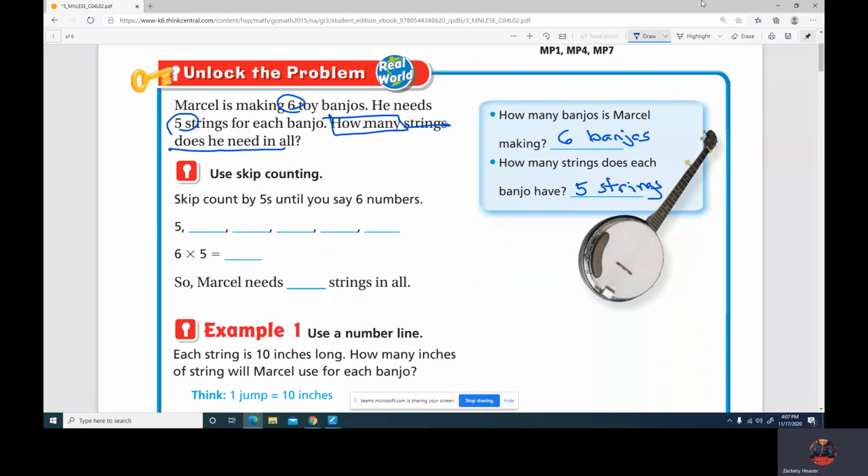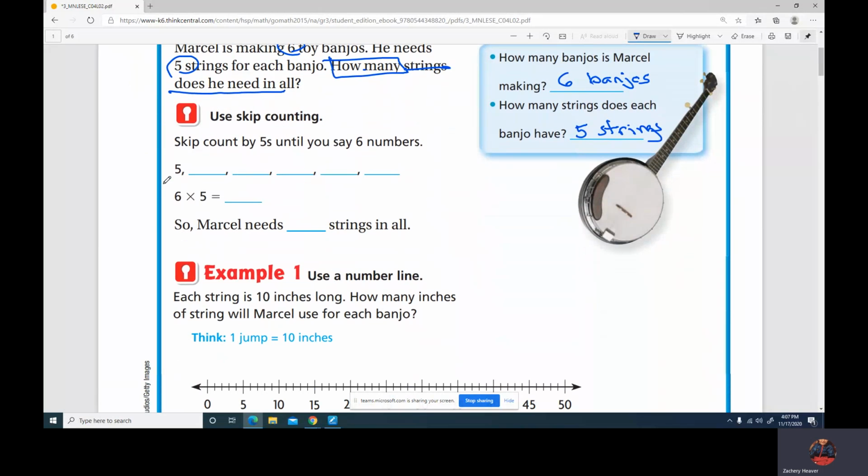So honestly, what we're going to do is skip count by 5 until we say 6 numbers. So 5 makes 1. 5, 10, 15, 20, 25, 30. One number, 2, 3, 4, 5, 6. It ends on 30. So 6 times 5 is 30. So Marcel needs 30 strings in all.